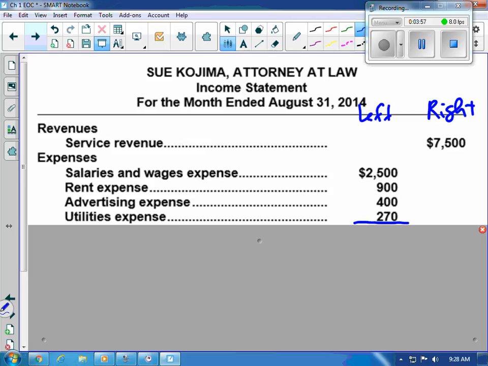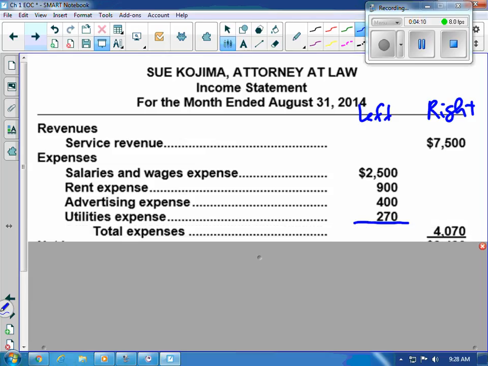What's going to go on the next line? Because we had more than 1 expense, what's going to go on the next line? The total. We have to say total expenses. You'll notice my answer key tucked that in even further. I'm okay with it being left aligned as well. I'll be honest, I'm not going to get so worried if you indent correctly. As long as I can read it, I'll be happy.